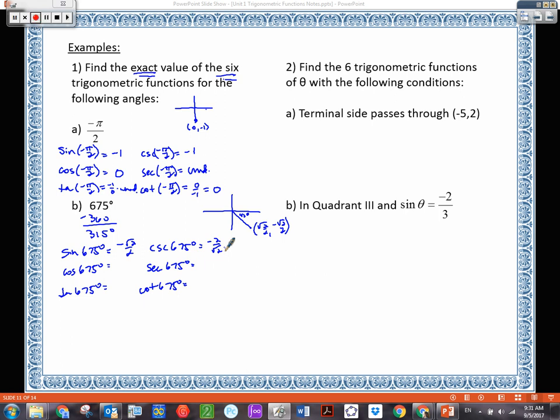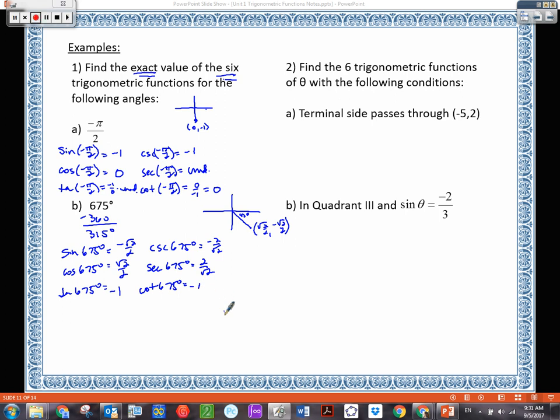Okay? So cosine of 675 is our x value, or √2/2. Secant of 675, we're going to flip that upside down and get 2/√2. Okay. Tangent is opposite over adjacent. So really, you can think about it as y over x, right? Tangent is y over x. -√2/2 over √2/2. I think we all recognize that that simplifies to a -1. Right? So tangent is going to be -1. And then if I flip -1 upside down, I still get -1.